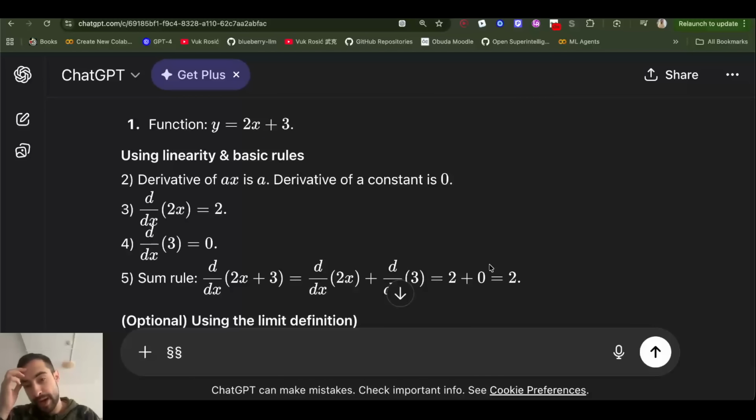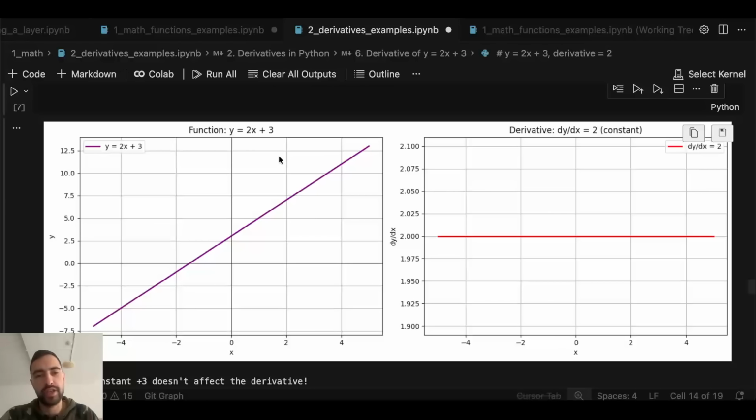So you can practice this. This is done in high school, university. You can practice this yourself if you want with ChatGPT or some other AI or YouTube videos. And I can show it to you here. So the function is 2x plus 3. The derivative is 2. It's always 2 for any x. Whenever you increase x, the y will increase by 2 times whatever the increase in x was in this function, because the derivative here is always 2.